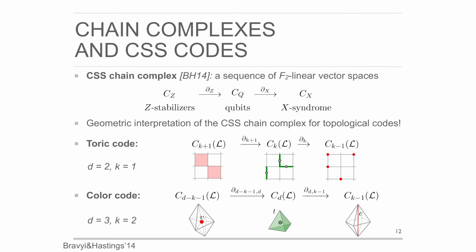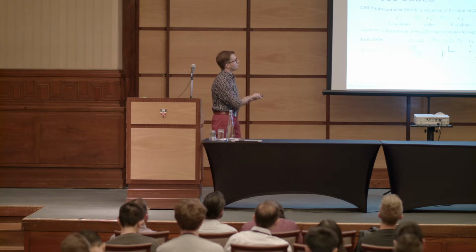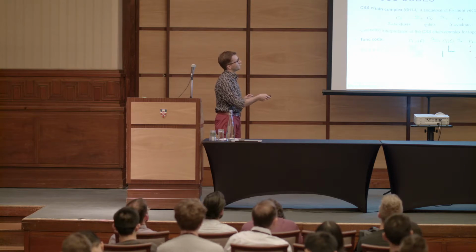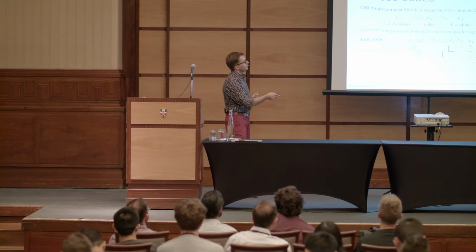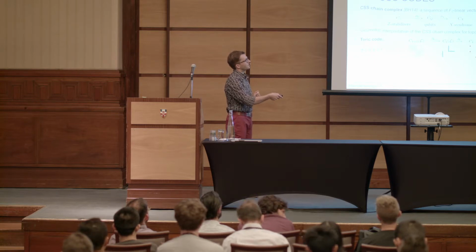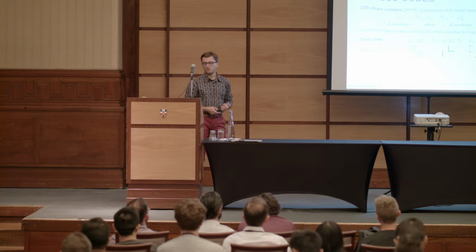So this may be a bit abstract. Luckily, there's a very nice interpretation of the CSS chain complex for topological codes, and from now on we'll work only with pictures. So when we have a topological code, there's an underlying lattice on which the code is defined. In the case of the toric code, the chain complex will have this form. To see an example, let's consider the toric code in 2 dimensions. Those vector spaces will correspond to faces, edges, and vertices. Or in other words, z-type stabilizers will be identified with faces, qubits will be placed on edges, and x-type syndrome will be identified with vertices.